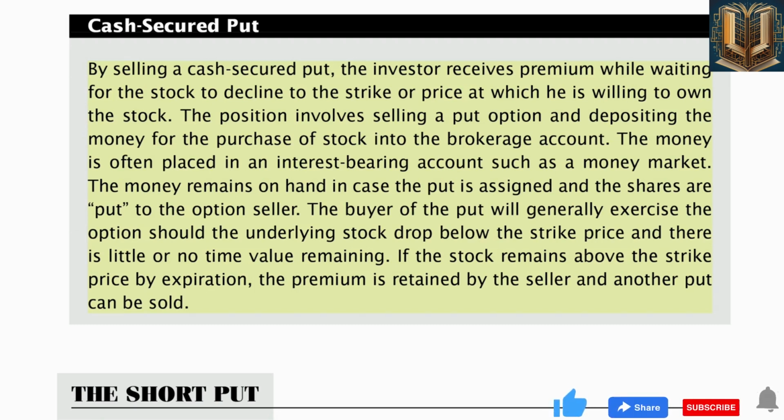The position involves selling a put option and depositing the money for the purchase of stock into the brokerage account. The money is often placed in an interest-bearing account such as a money market. The money remains on hand in case the put is assigned and the shares are put to the option seller. The buyer of the put will generally exercise the option should the underlying stock drop below the strike price and there is little or no time value remaining. If the stock remains above the strike price by expiration, the premium is retained by the seller and another put can be sold.